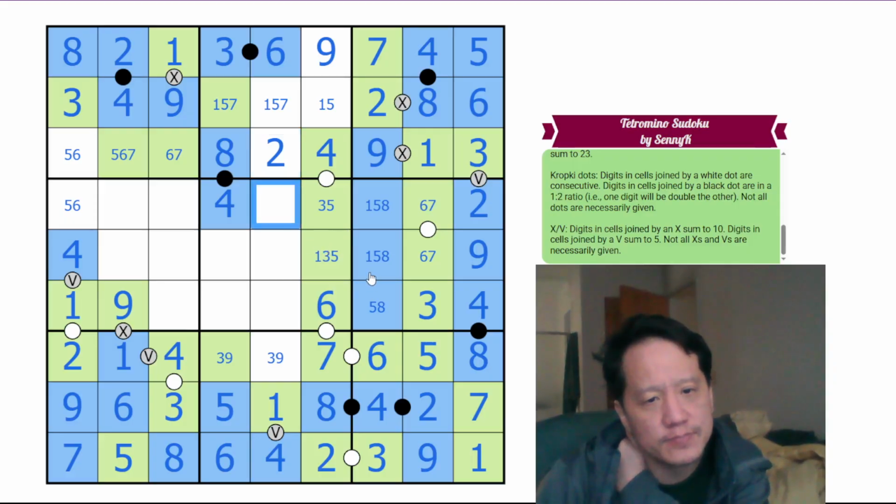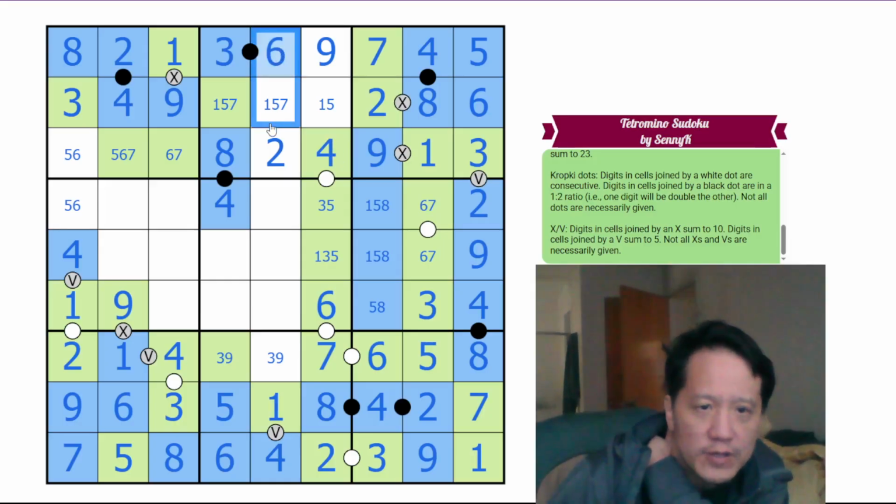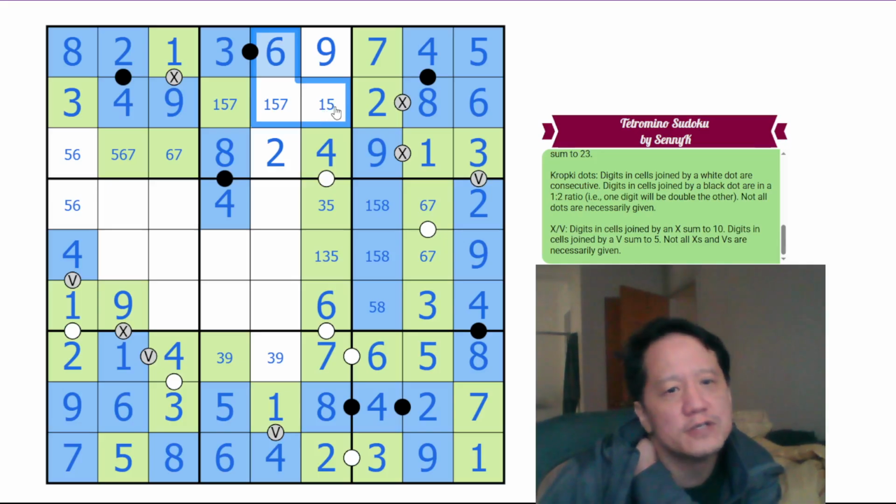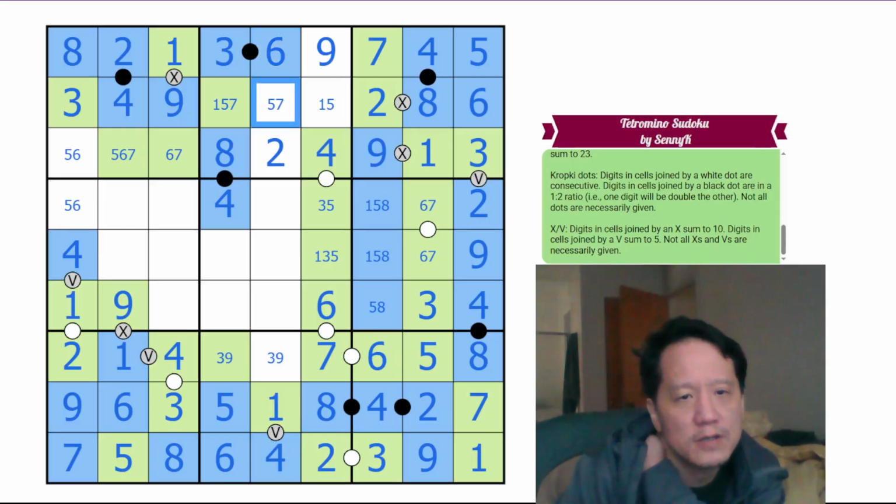Okay. 3 and 6. Say we didn't have the 9 here. It would have to be, it could not go down to here. It would have to be these two. So 3, 6, 5, 7. Would that, this can't be 1.